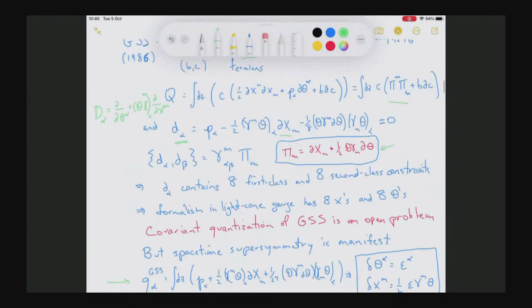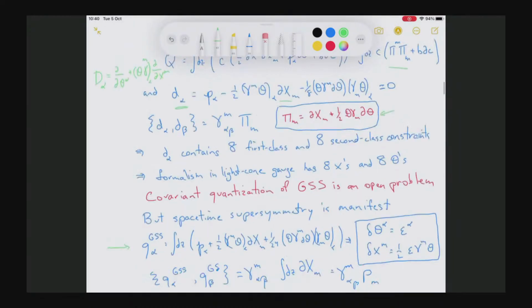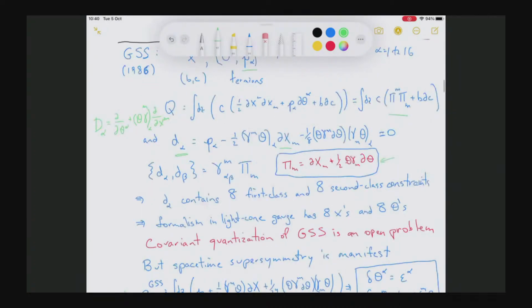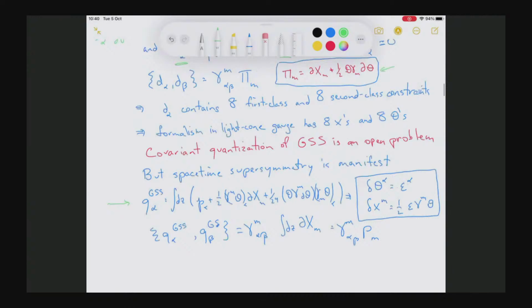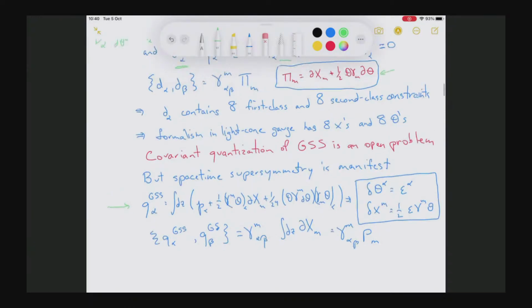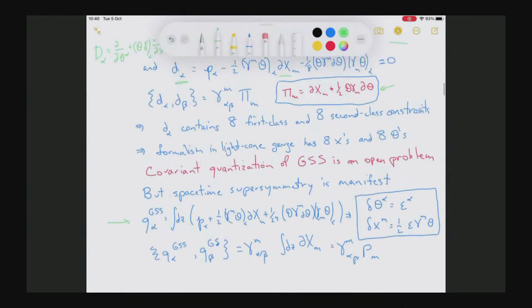So although space-time supersymmetry is manifest, and the BRST operator and the action are, of course, manifestly space-time supersymmetric, the BRST operator is not enough to quantize the theory. You also need these second-class constraints.